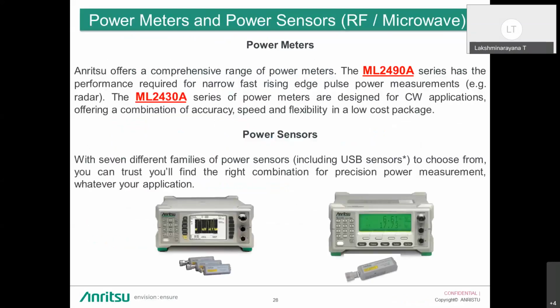Okay. So what is the power meter portfolio? We have a portfolio of ML2490A and 2430A. The 2430A is for CW applications, with a combination of accuracy, speed, and flexibility in a low-cost price range. And the 2490A is used for pulse power measurements and modulated signal measurements. And we have 7 different families of power sensors, including USB power sensors. Depending on the application, we can select the power sensors.